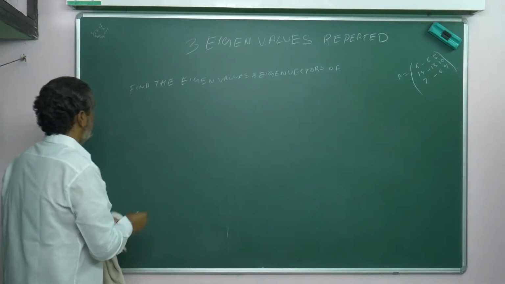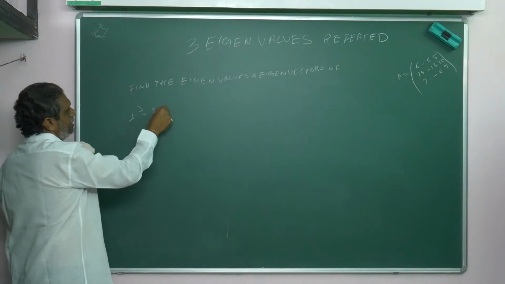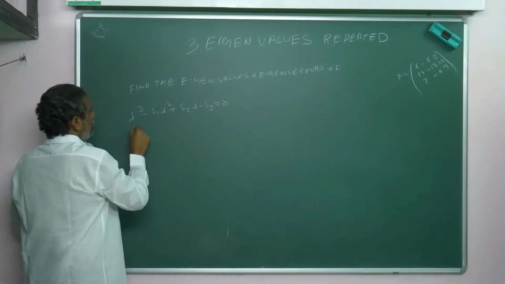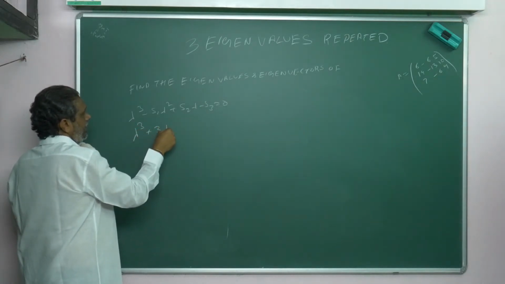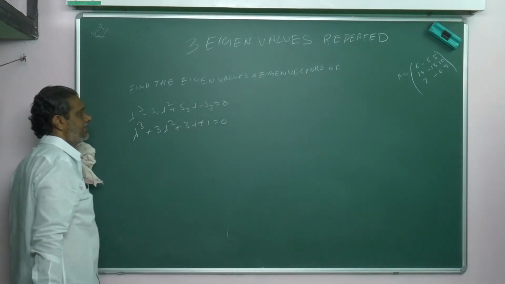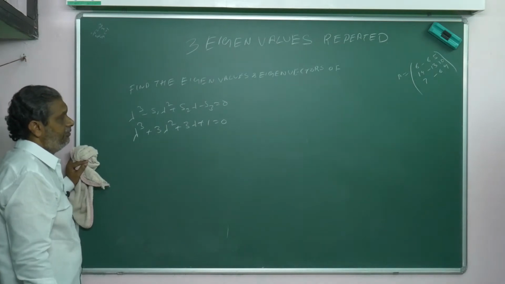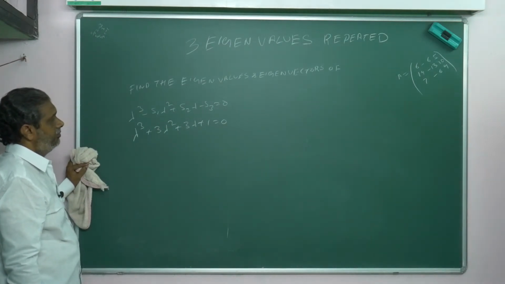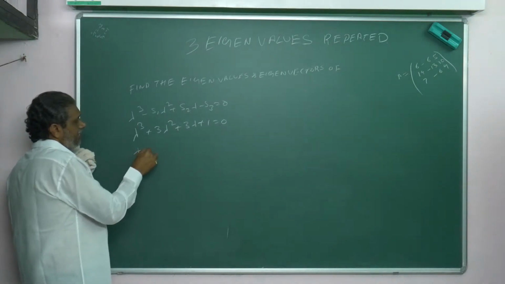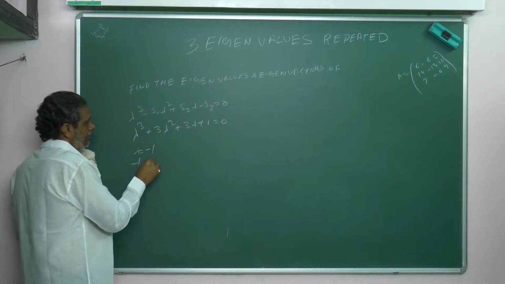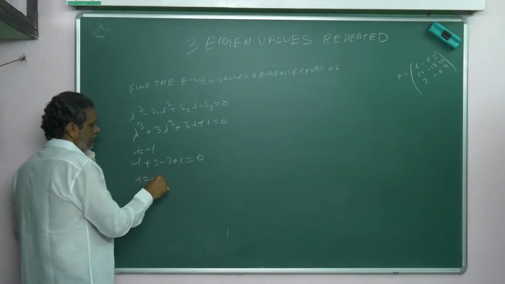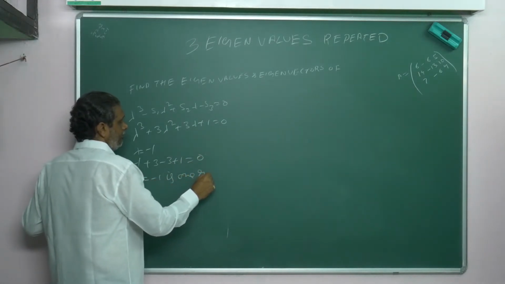If I substitute in this equation, lambda cube minus s1 lambda square plus s2 lambda minus s3 is equal to 0, after substituting the s1, s2, s3 values we get lambda cube plus 3 lambda square plus 3 lambda plus 1 is equal to 0. If I find one root, I can go for the second degree roots. Since all are plus, I will start with a minus value. Lambda is equal to minus 1 means minus 1 plus 3 minus 3 plus 1 is equal to 0. So lambda is equal to minus 1 is one root.